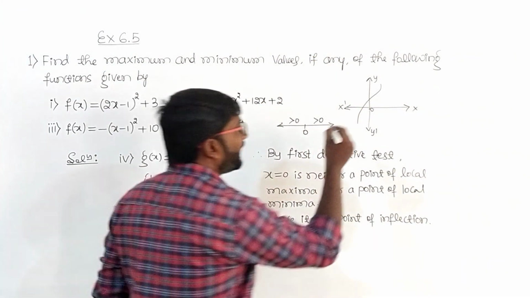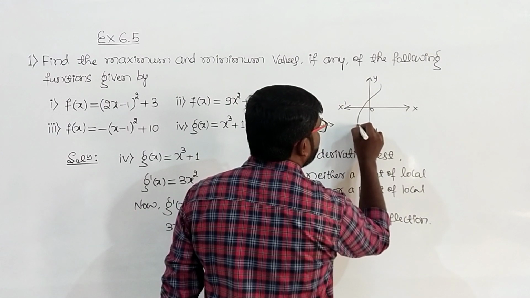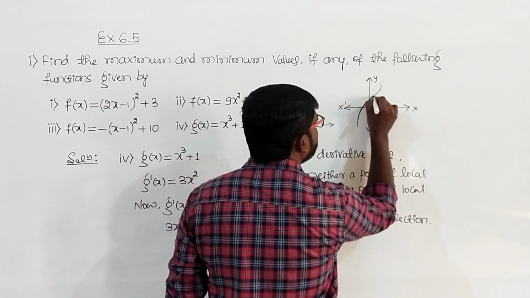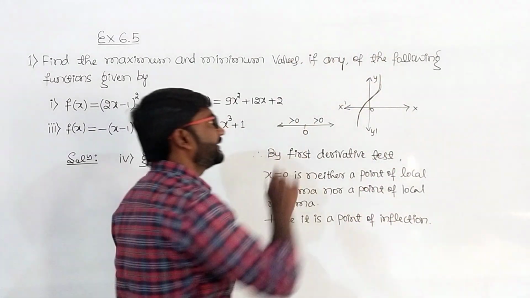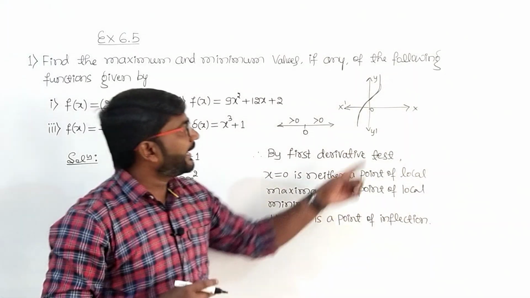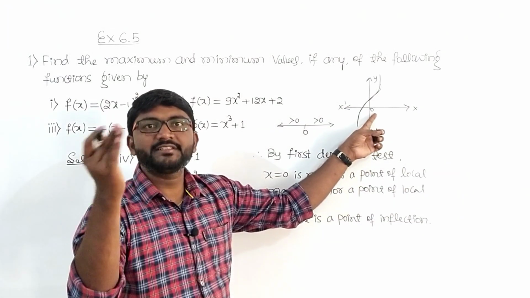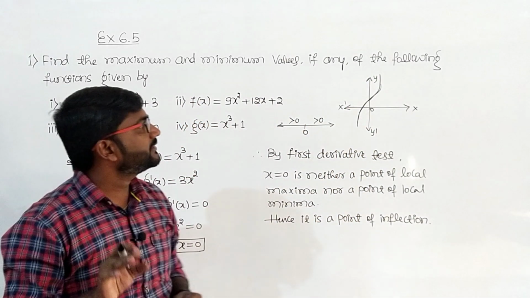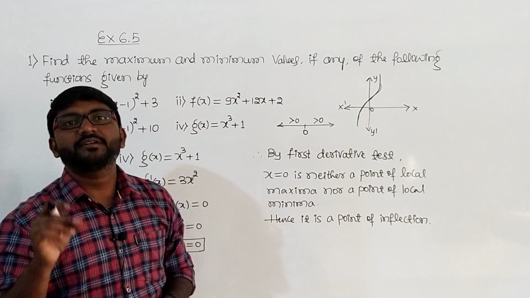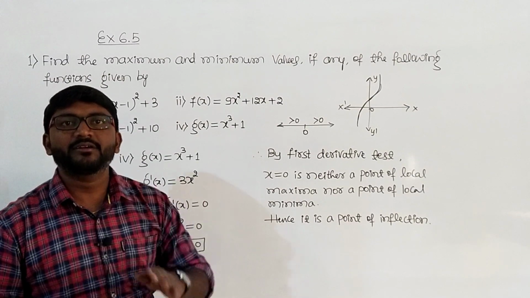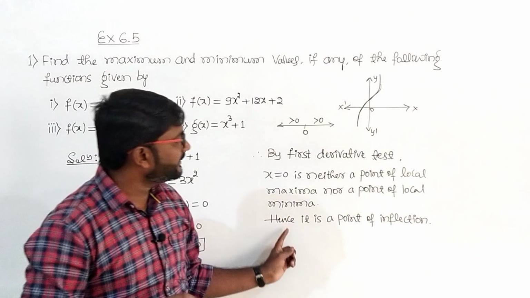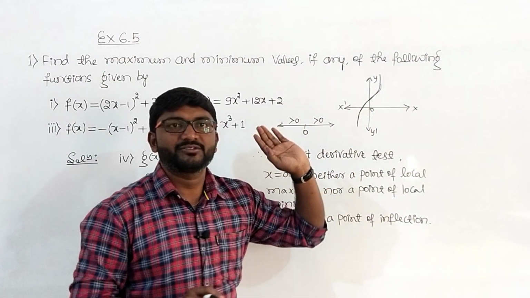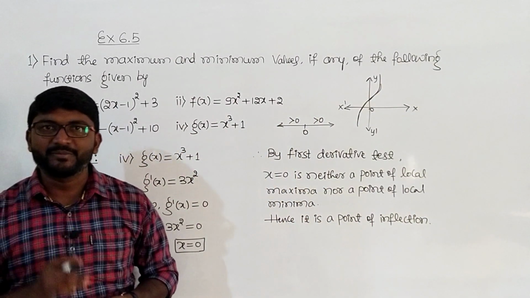So here observe the nature of this graph. It is increasing, and it continuously increases. That means at the point 0 it is not changing its nature. It kept on increasing. That is why x equal to 0 is neither a point of local maxima nor a point of local minima. Instead it is a point of inflection. So this is all about the first main question.